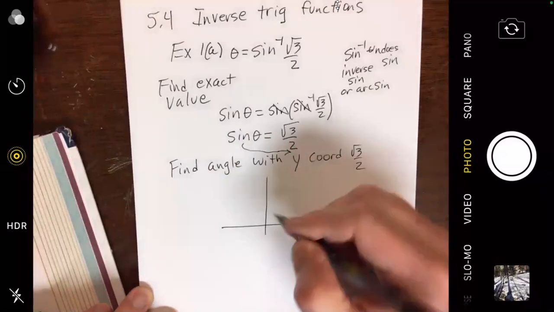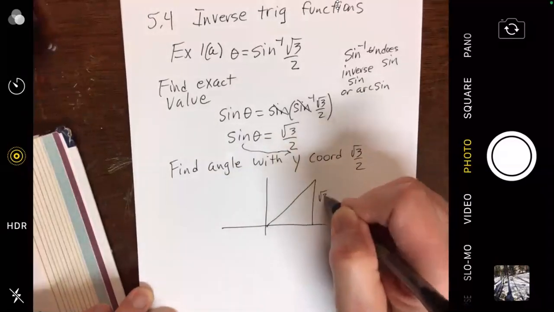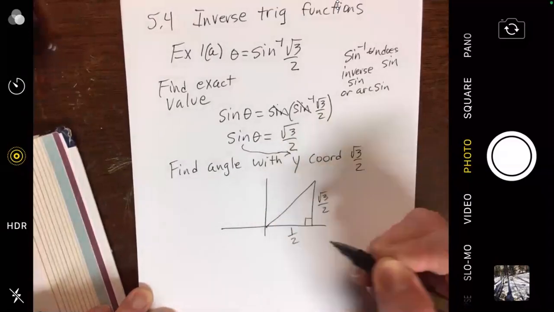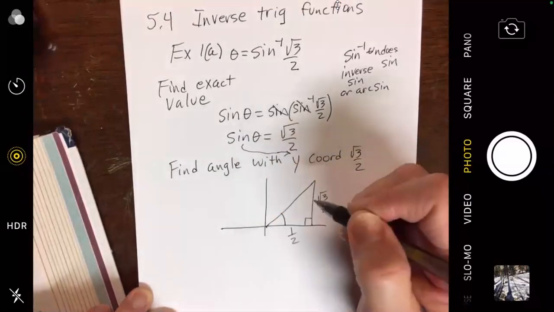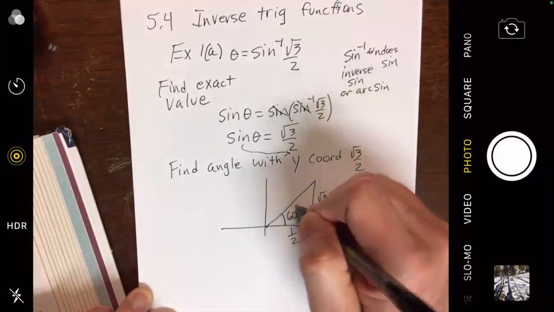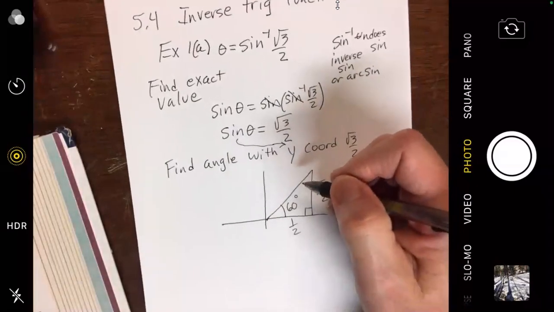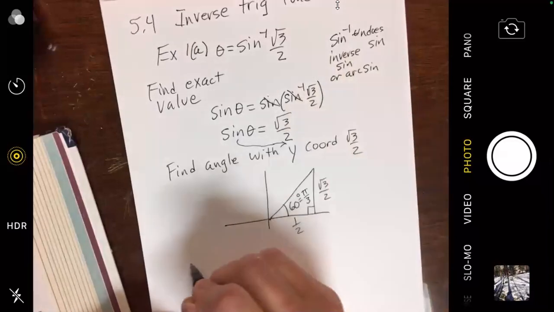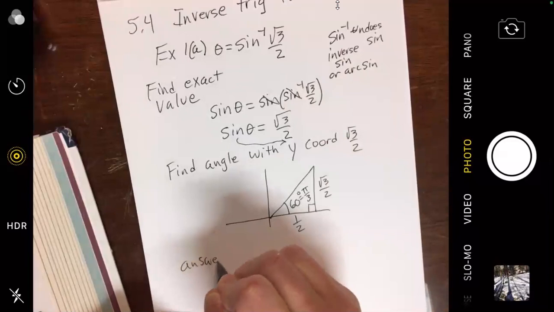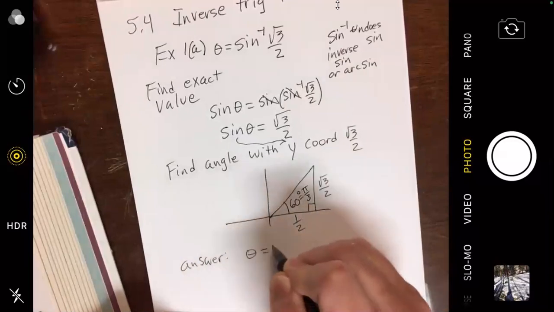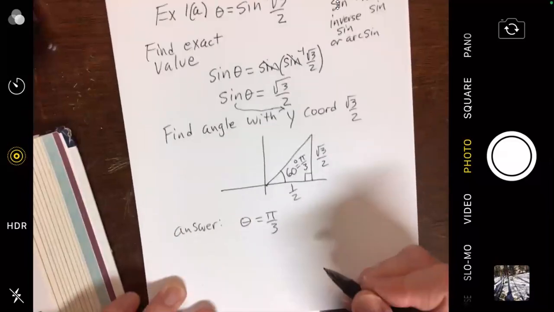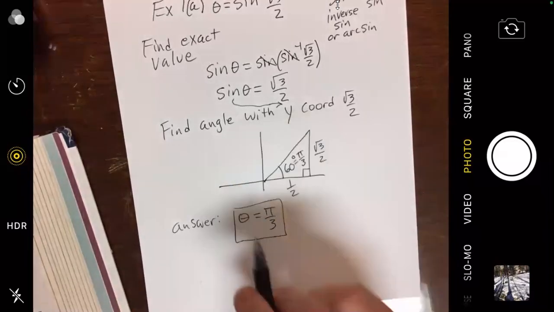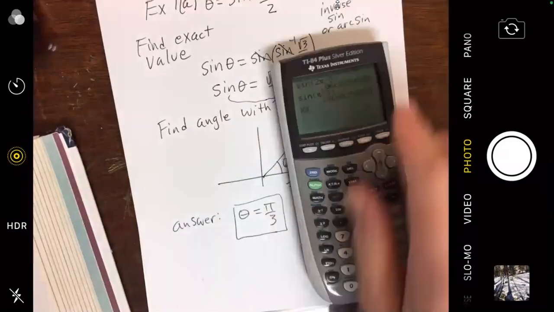Sketch it out. Root 3 over 2 with the y coordinate. That means the x coordinate's a half. This has got to be 60 degrees. But they usually are using radians, which means pi over 3. So the answer, theta equals pi over 3. I can punch it, or I can show you.